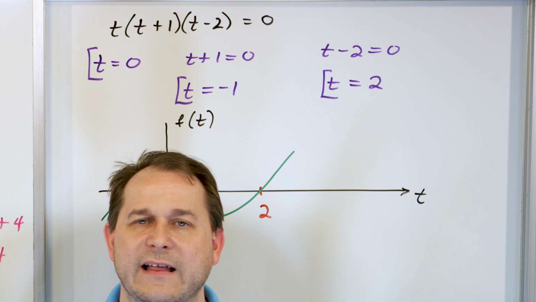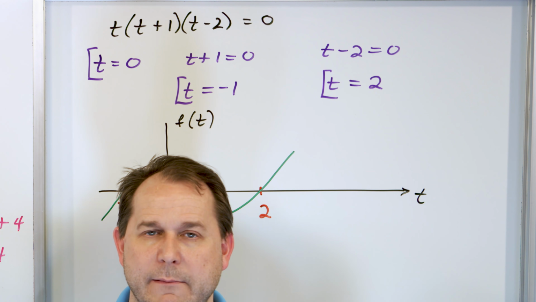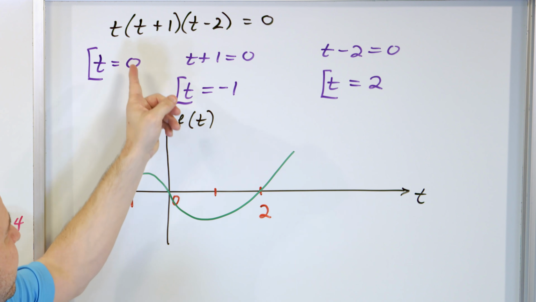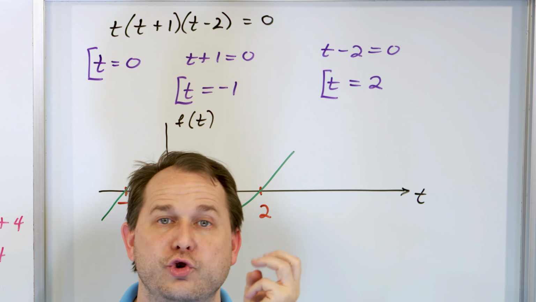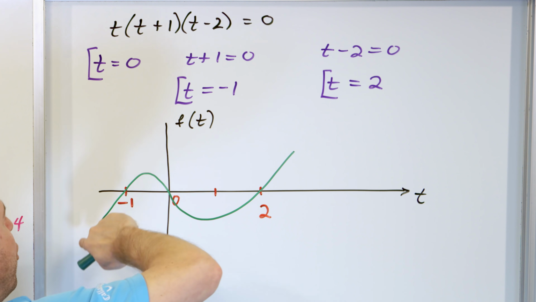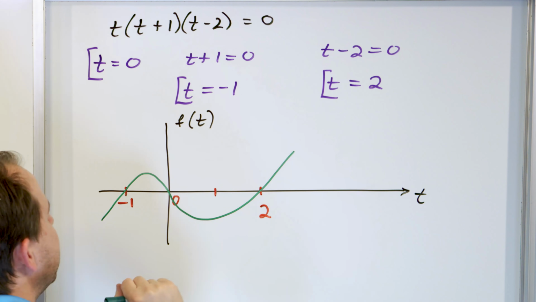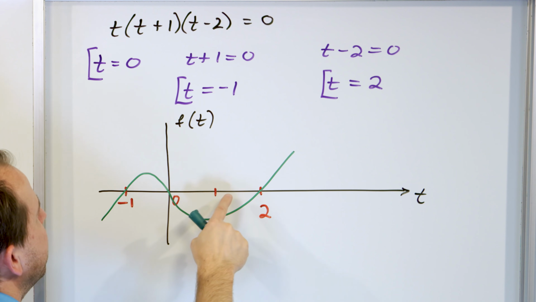Anything with a t squared as the highest power of your polynomial will always look like a parabola. But this is not a parabola because it's not t squared. When you multiply all this out, your highest power will be t cubed. T cubed, or cubic functions as we call them, always go up and then down and then back up again, giving three distinct crossings. Here at negative 1, here at 0, here at 2.